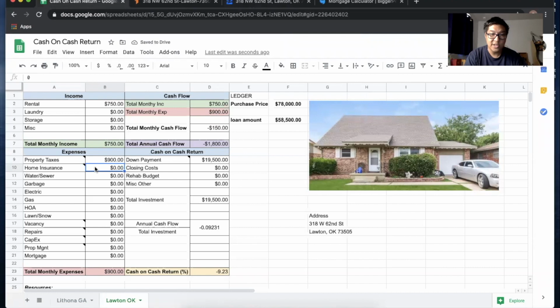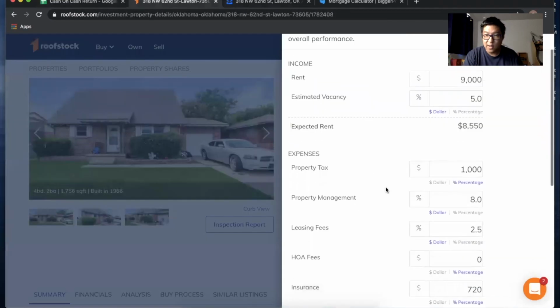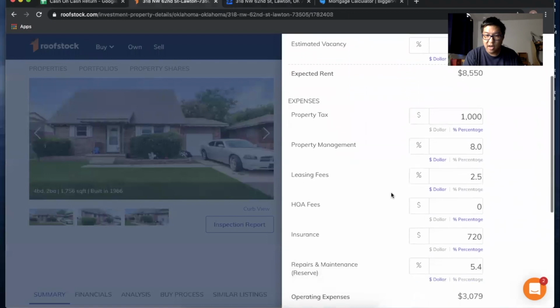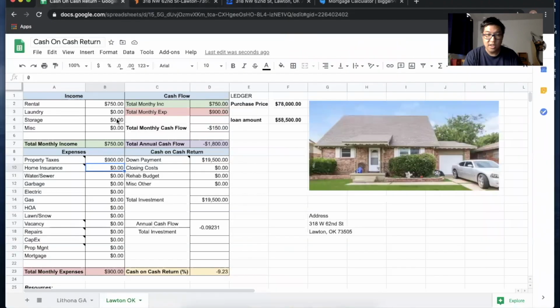Now, homeowners insurance, I could go to various companies and get a quote for this address, but again, I'm just going to head on over to Roofstock and see what they average on homeowners insurance. 720. They think 720 is a good estimation for homeowners insurance. Okay. Now these are yearly estimates.